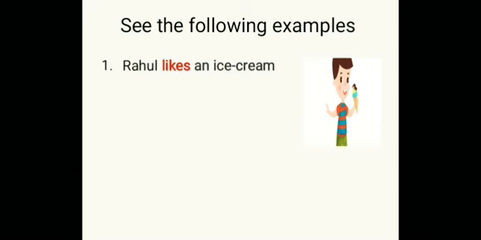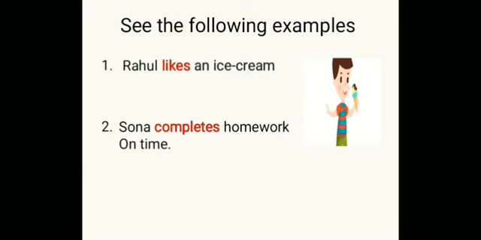Rahul likes an ice cream. Are you Rahul? No. Am I Rahul? No. Rahul is a third person who likes an ice cream. So we add s to the verb. So Rahul singular subject he. So we add here s to the verb.